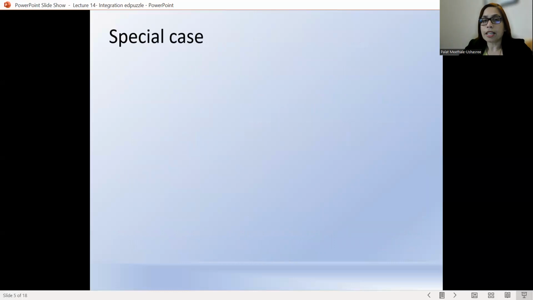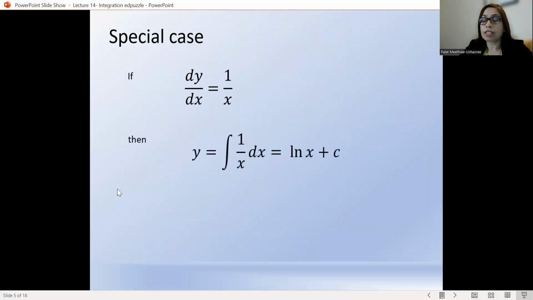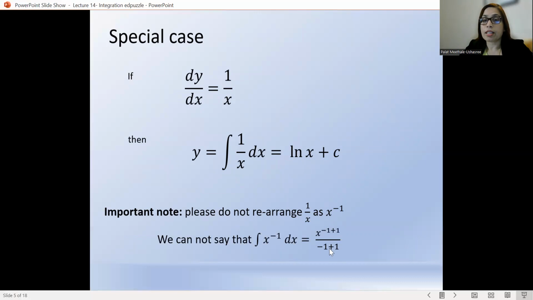So there is a special case. If dy by dx is equal to 1 over x, then the integration of this function is ln x plus c. Okay, so please do not rearrange this as x to the power of minus 1, because this is wrong. It's an invalid solution. Okay, now I think you should try these couple of problems.